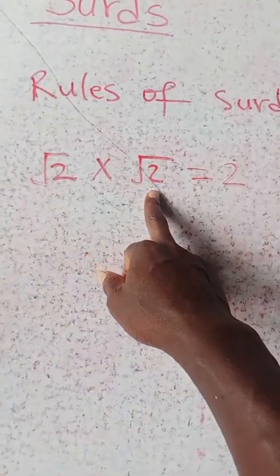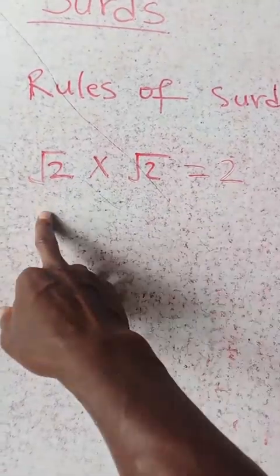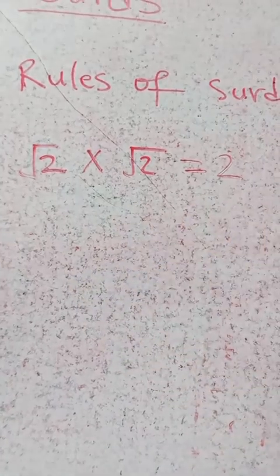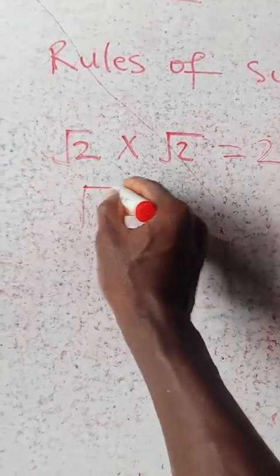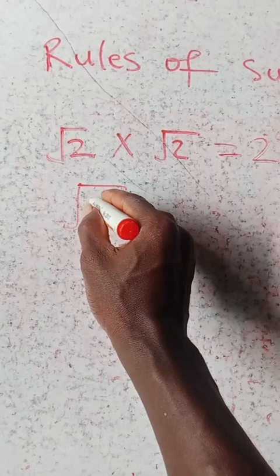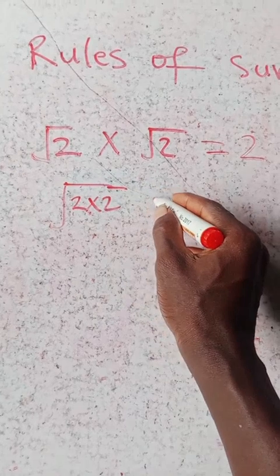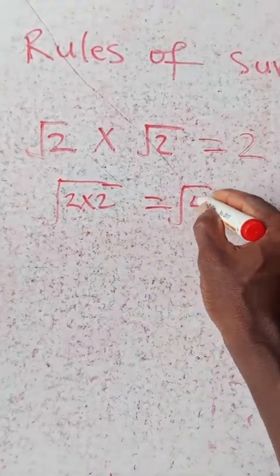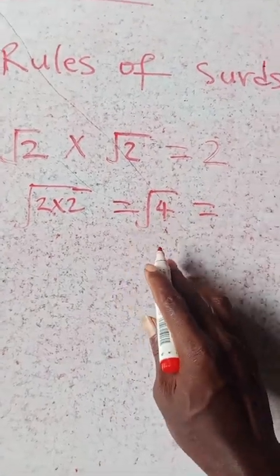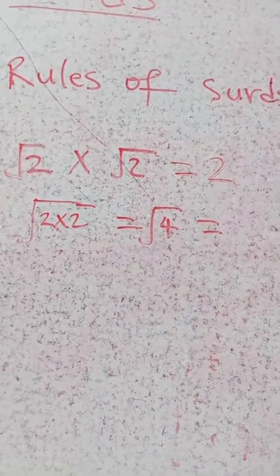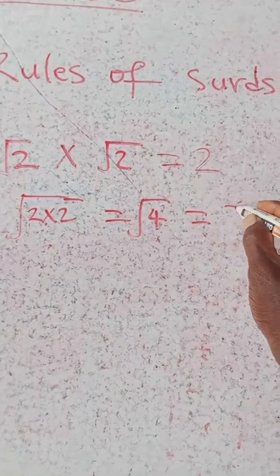Just write 2. It's as simple as that. Root 2 times root 2, the answer is what? 2. Are you getting it? Root 3 times root 3, the answer is what? 3. Why? Because root 2 times root 2 should be root 4, because you are multiplying. Root 2 times 2, which is equal to root 4. It's not true. And you know we cannot keep a perfect square like this. There's a number that can multiply itself twice to give you 4, and that number is 2. That is why the answer is 2.